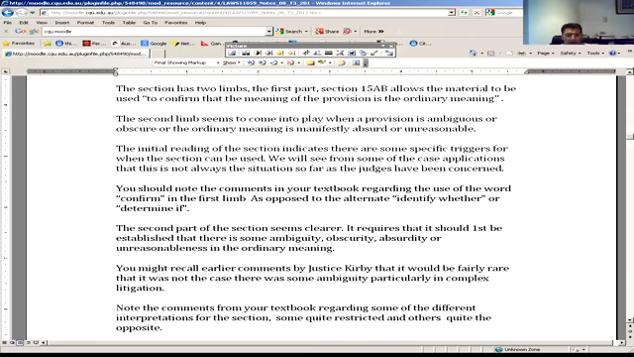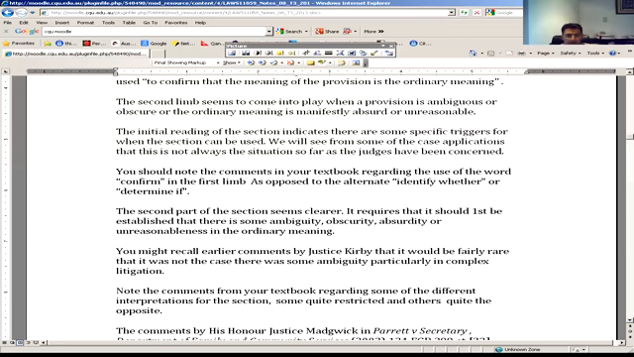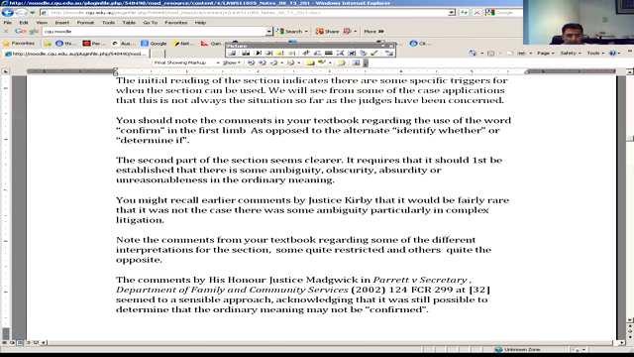You might recall that Justice Kirby says, well, it would be very rare that there would be some type of ambiguity. And they mention here another quote from Justice Madgwick in a case called Parrott and the Secretary of the Department of Family and Community Services. So that's the Commonwealth Department, as it then was, of Family and Community Services. So you can see it's an older case, 2002, volume 124 of the Federal Court Reports, 299 at paragraph [32].